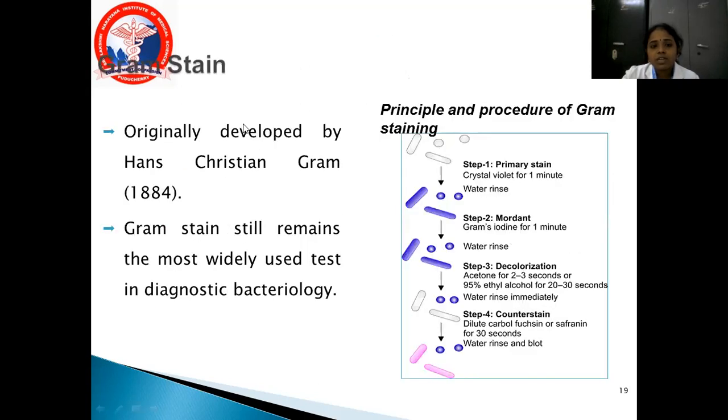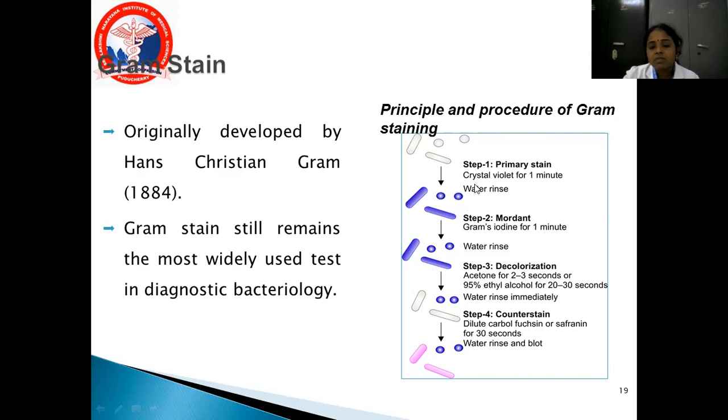So coming to gram staining, it was originally developed by Hans Christian Gram in 1884. The gram stain still remains the most widely used test in diagnostic bacteriology. Here, on the right side, they are giving the principle and procedure of the gram staining. See, what is the first step?